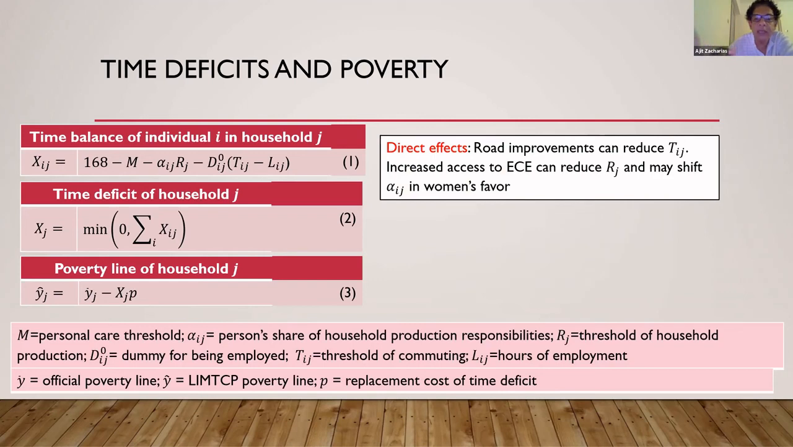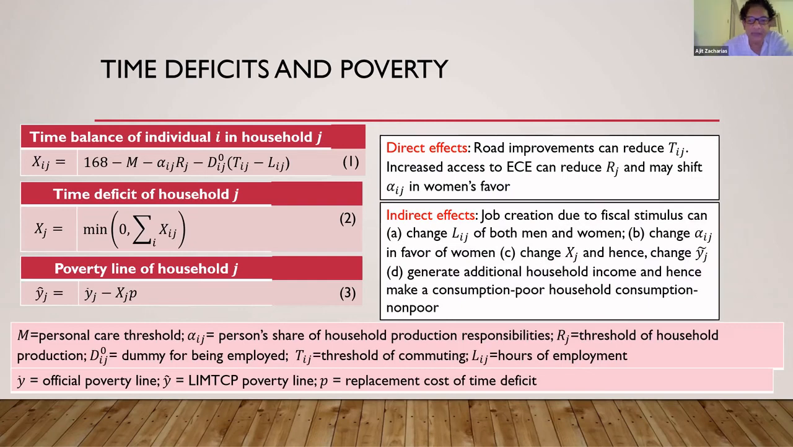So if you think about the kind of improvements that we are talking about, let's talk about road improvements. That can reduce the threshold hours of commuting, right? So that can affect the time balance of the individual. Increased access to ECE can reduce the threshold hours of household production, RJ, and also can reduce the balance of forces within the household. That is by changing the variable alpha IJ in women's favor.